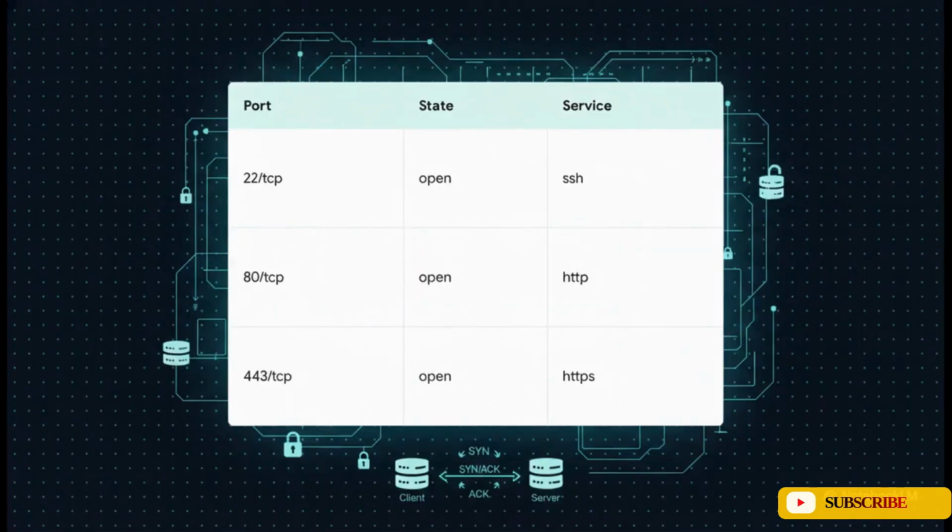So you'll get something that looks a lot like this. You get these nice columns: port, state, and service. So here we can see port 22 is open and it's running SSH, that's for remote logins. Port 80 is open with HTTP, that's your standard web traffic. And port 443 has HTTPS, the secure version. Just from this simple little table, we now have a crystal clear snapshot of what this server is offering to the world.